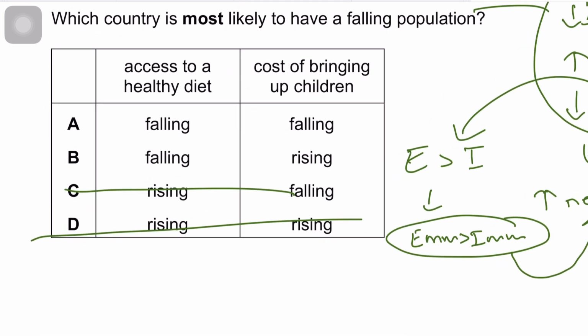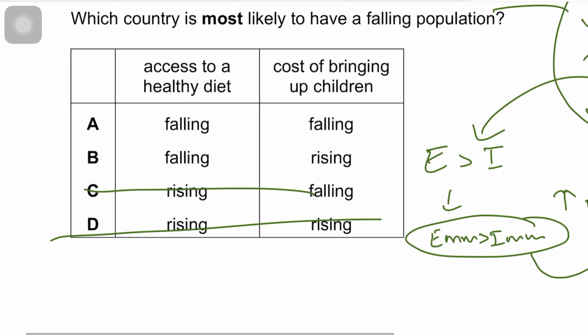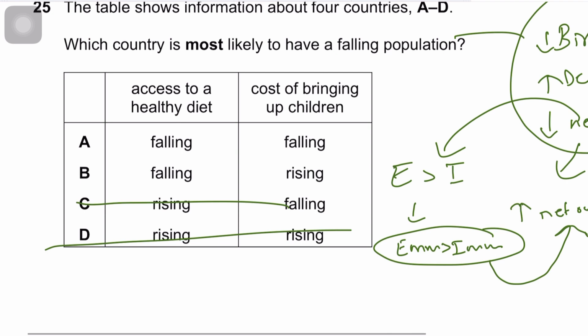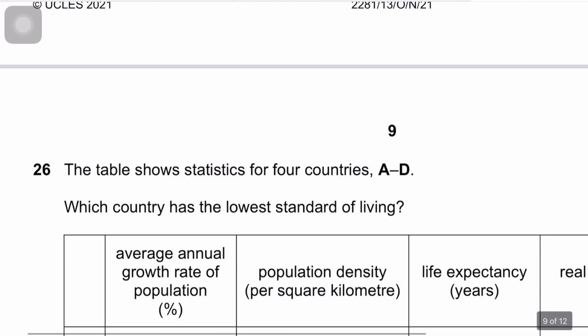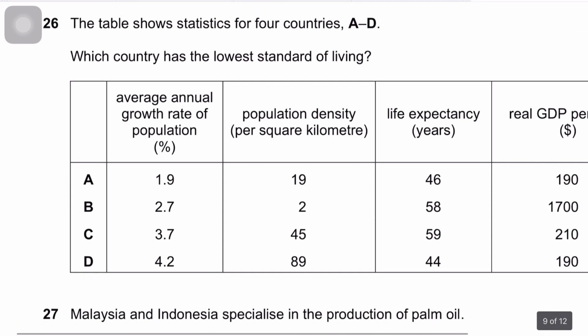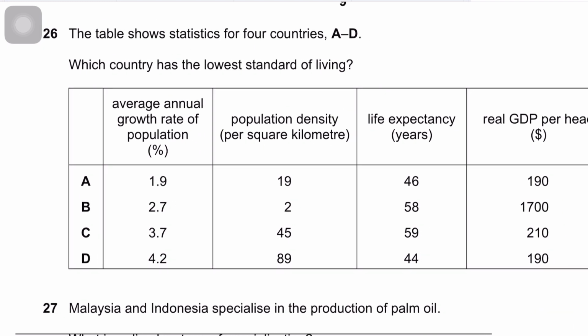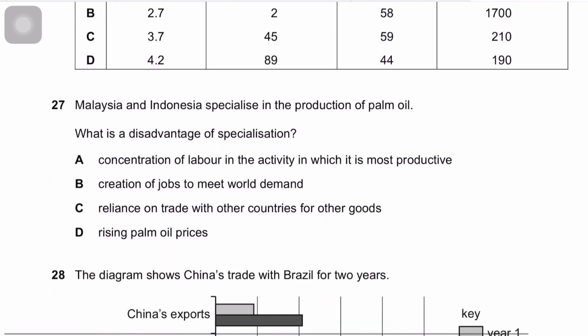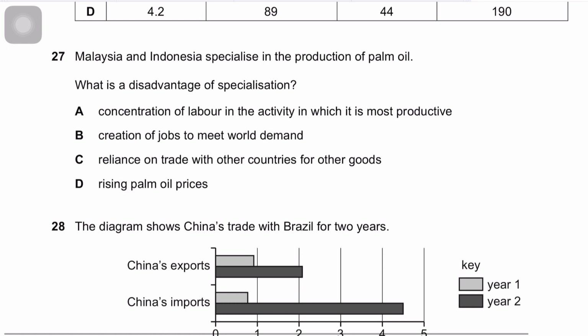People will be careful about producing more children, and as a result of that, that makes B the right answer. So access to a healthy diet is falling, and the cost of bringing up children is basically increasing. Question 26 is again a similar question that was repeated in variant 2. You guys can check from there. Question 27 says Malaysia and Indonesia specialize in the production of palm oil.